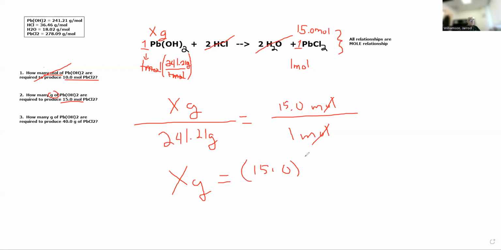I'm not going to cancel out the grams because I bring it over here. In algebra, I bring it over to 241.21 grams equals 241.21 times 15. We get 3618.36. Go to 3 sig figs: 3620 grams of Pb(OH)2.